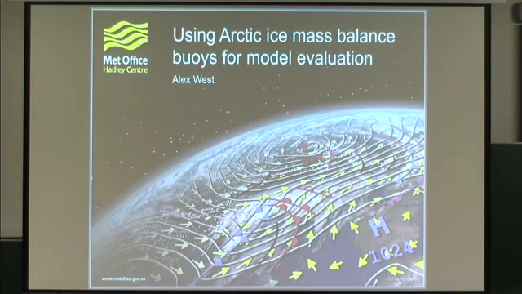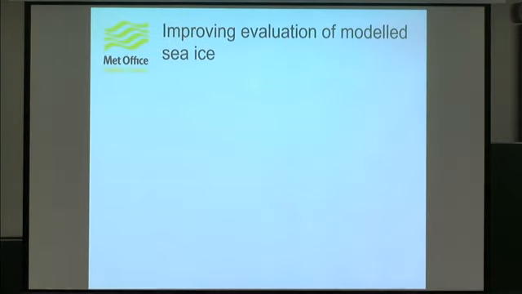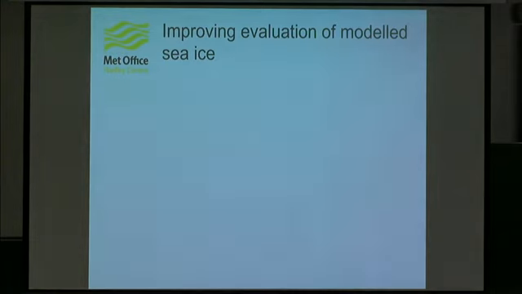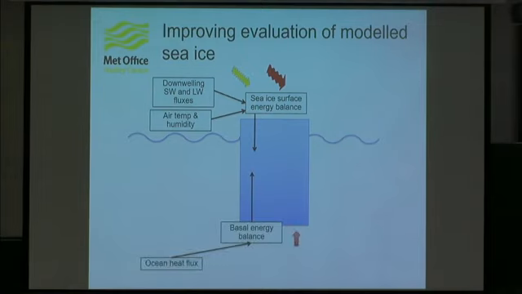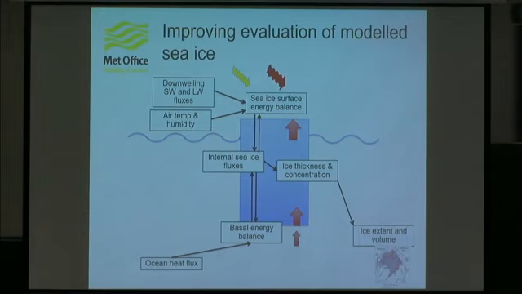Okay, at the Met Office we've been looking for more in-depth ways of evaluating our models. There are lots of processes that affect sea ice. You've got your radiative fluxes, air temperature and humidity driving a surface energy balance. You have your ocean heat flux driving a basal energy balance. Together those will interact with your internal sea ice energy fluxes to produce thickness and concentration fields, which integrated up give your ice extent and volume, with an additional term for dynamic export of course.